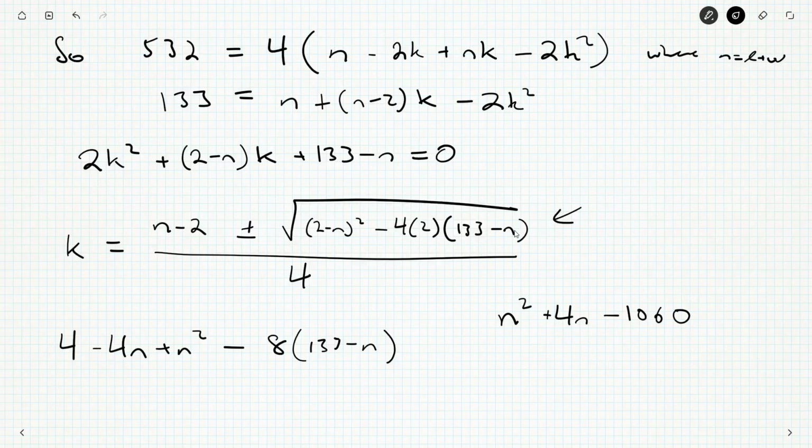I can't think of exactly where to go next. I mean, this has got to be greater than or equal to 0 to get a solution in here, but then to force k to have to be an integer, where do we go? Also, let's just quickly make sure. So 8n minus 4n plus 4 minus 1064. Yeah, okay.